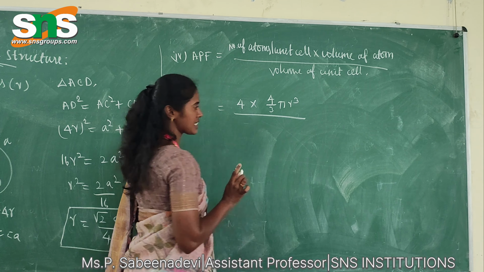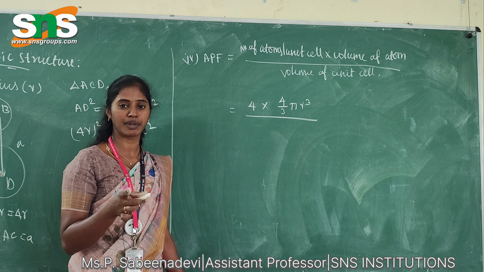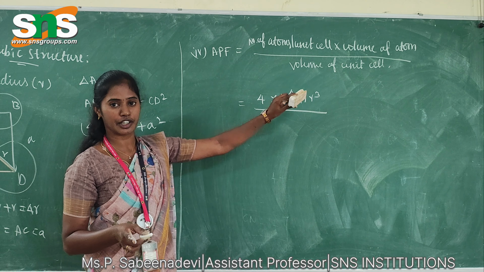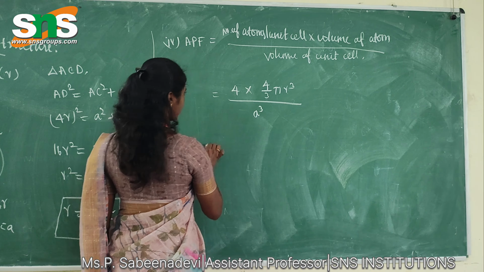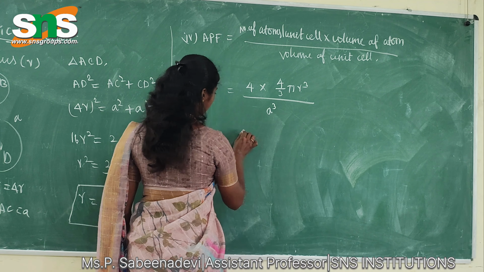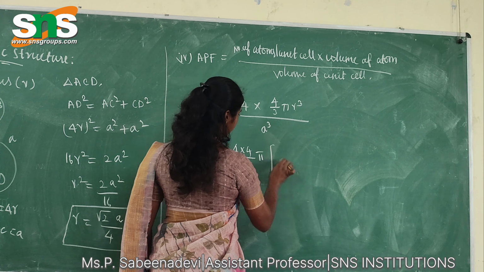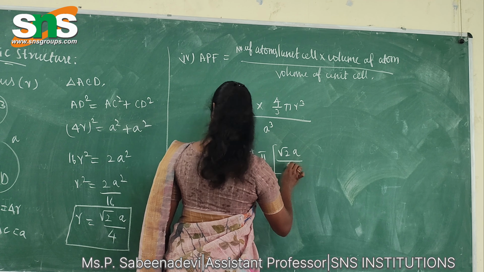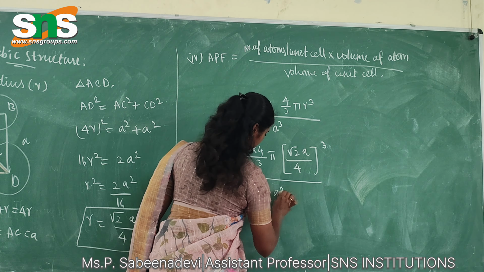Next, the volume of the unit cell. Here the unit cell is the face-centered cubic structure, which is a cube, so the cube volume is a cube. Substitute the atomic radius value: R is root 2 a by 4. So APF is equal to 4 into 4 by 3 pi times (root 2 a by 4) whole cube, divided by a cube.